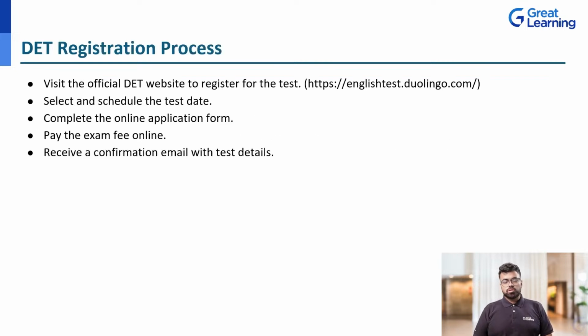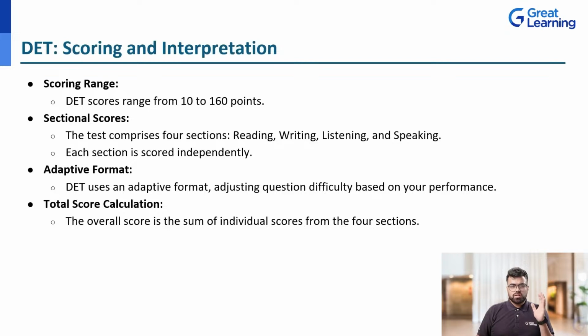DET registration process. Again, visit the website, select and schedule the test date, complete the online application form, pay the exam fees online, and receive the confirmation email with the test details. All these things are comparable to the previous ones, right? So let's look at the distinction factor. DET is basically 160 points. The scale starts from 10 and goes to 160.